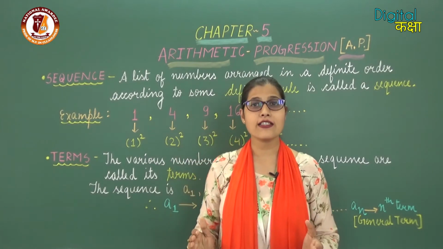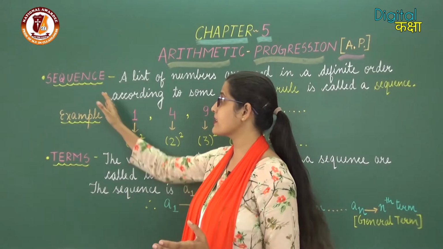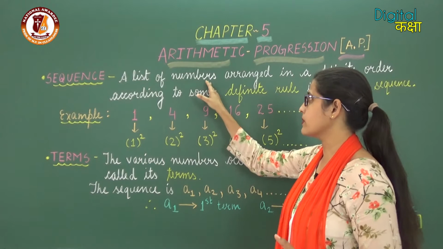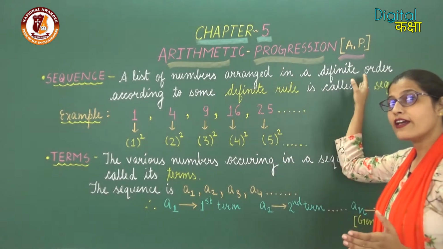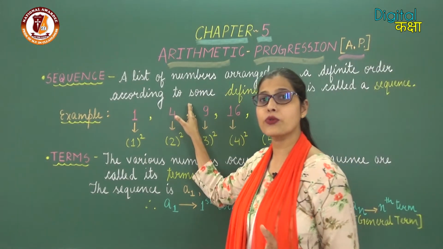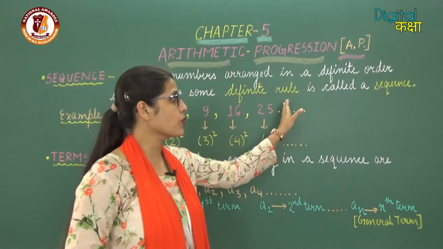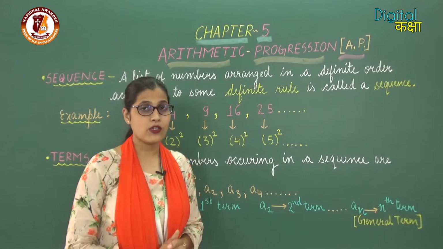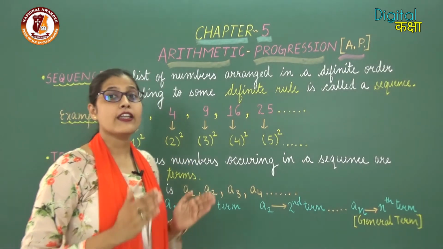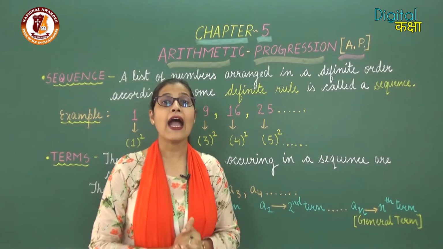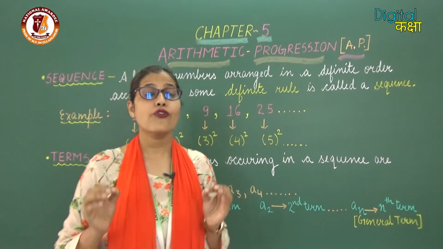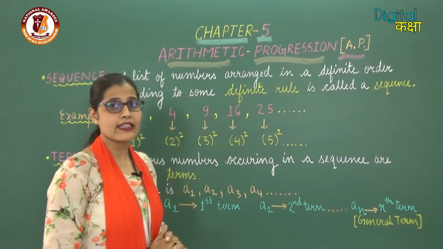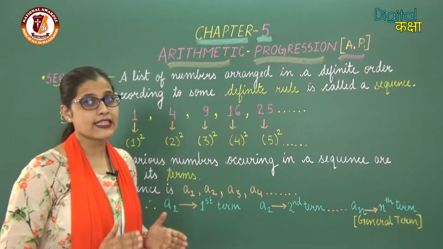So, let us first understand something about sequence. A list of numbers arranged in a definite order according to some definite rule is called a sequence, which means that we are arranging the numbers in a definite order and the numbers are following a definite rule. So, let us understand it with the help of an example.